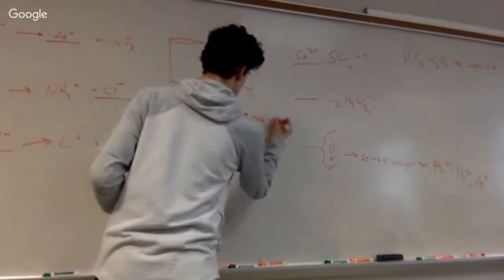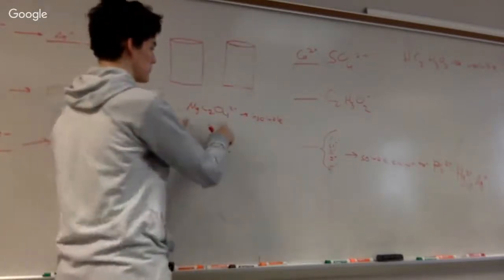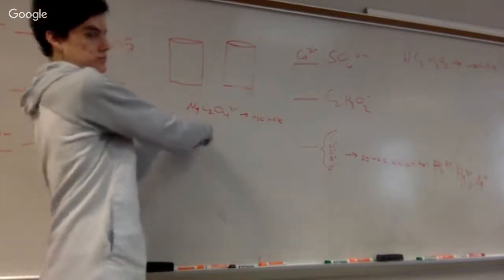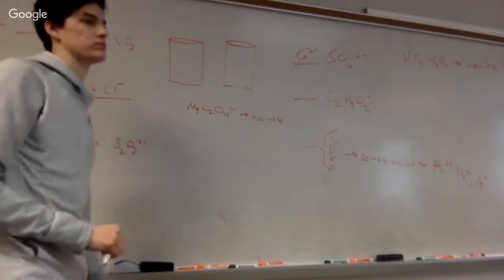Which means that if I threw that MgC2O4 into water, it would not dissolve to begin with. But if I brought Mg2+ and C2O4 independently together, they would hook up. Are you with me? Okay.